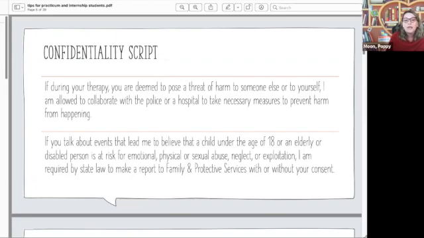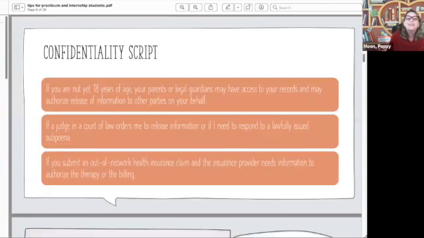Let's say you're talking about some type of issue and it comes up that a child under the age of 18 or an elderly or a disabled person is being abused emotionally, physically, sexually, or if they're being neglected or exploited, then I'm required by the state to make a referral to Family and Protective Services, and that would be with or without your consent. But if something like that was happening, I would definitely hope that you would want to help take care of that as well.